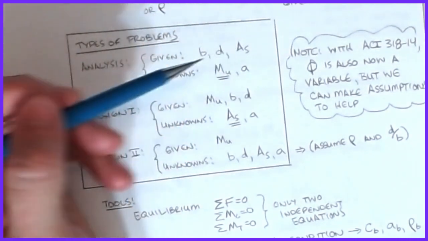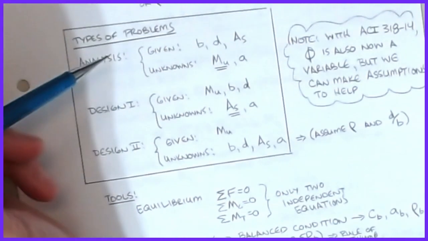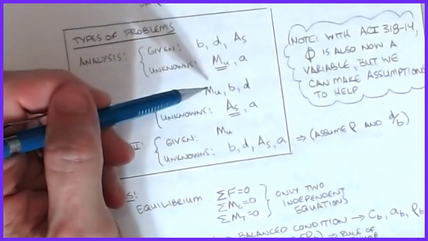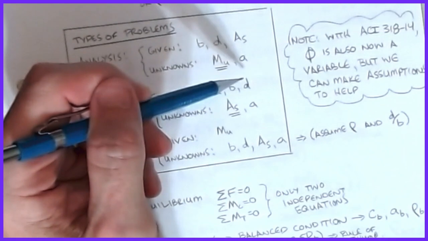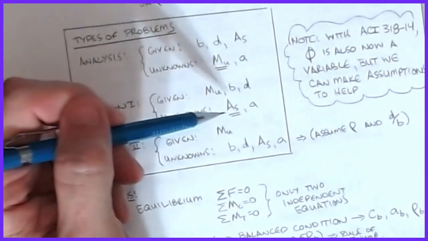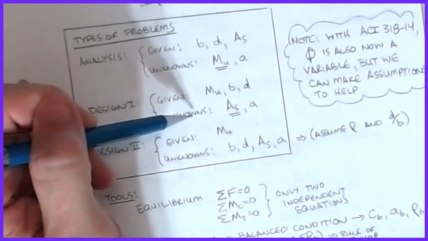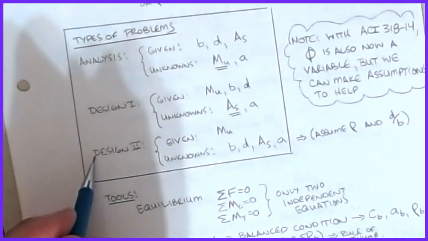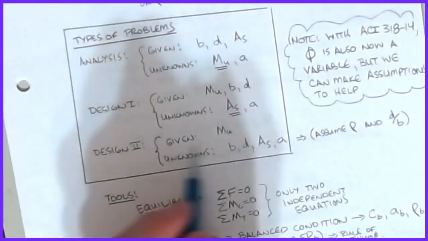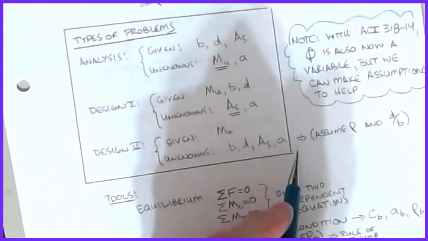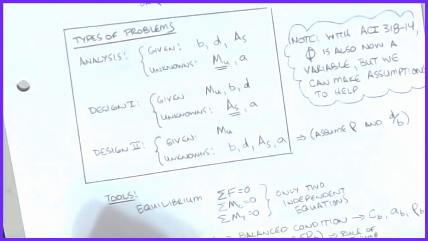I know b, I know d, I know As, but I don't know the other stuff. Okay, I'm going to define a category for design. Design one is being given that I know the applied moment and I know the dimensions of the beam. What's my area of steel? And by association, what's the depth of that stress block? Okay, and then a design two situation occurs when all I know is the moment. Now I have to figure out what's my b, what's my d, and then what's my area of steel to be able to work this.